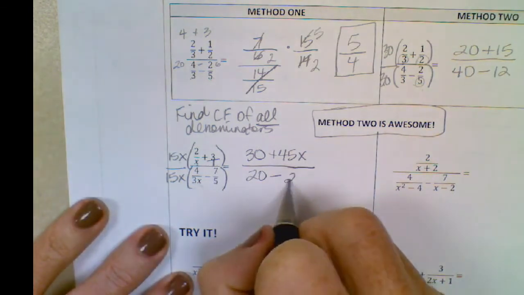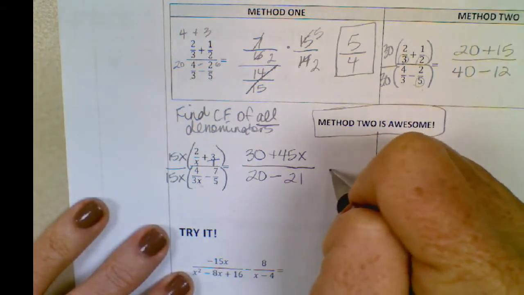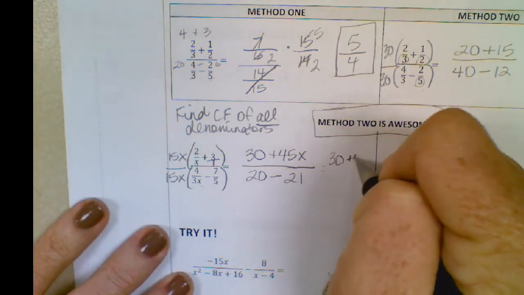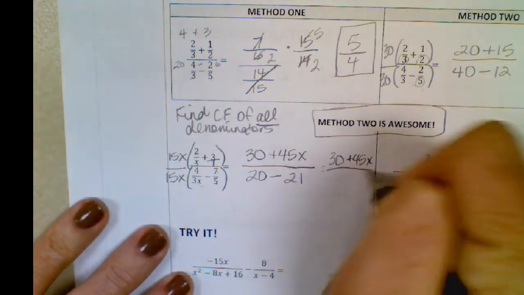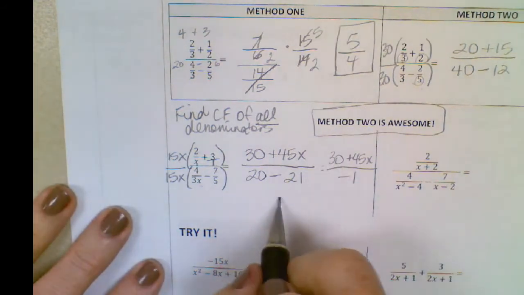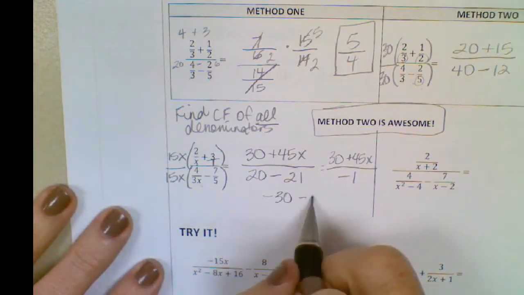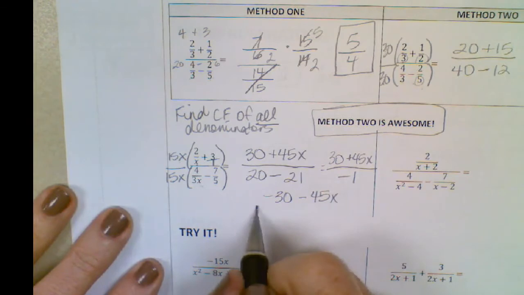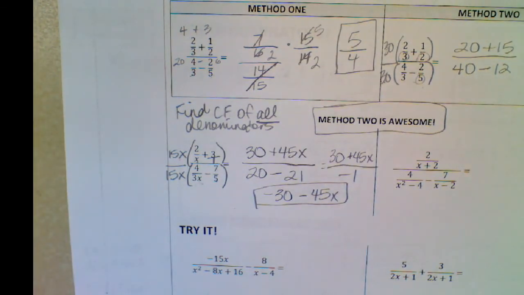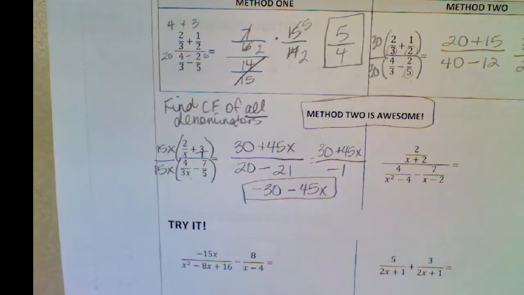7 is 21. So that all simplifies down to 30 plus 45x over negative 1. And what you really can do is then just divide each of those by negative 1, so you get 30 minus 45x. Really like that method. I think it makes everything so much easier. And when you see what it does with this, you're going to be even happier.